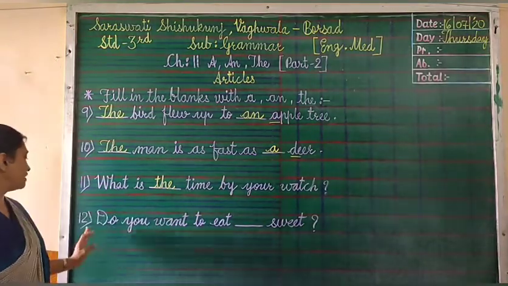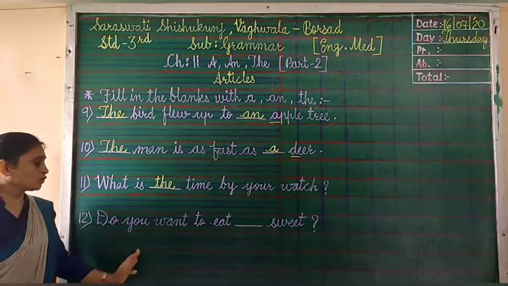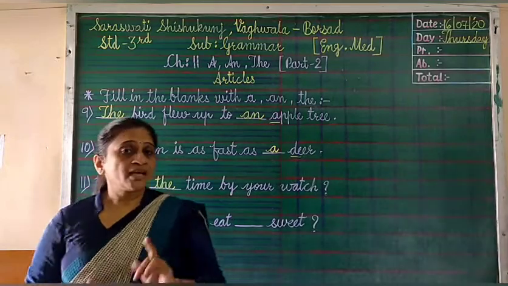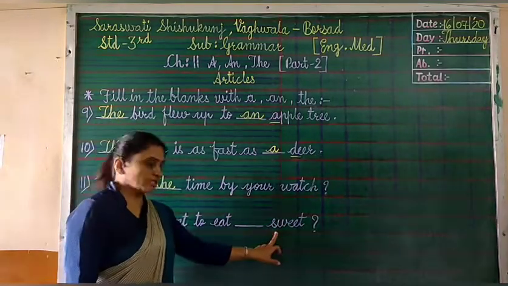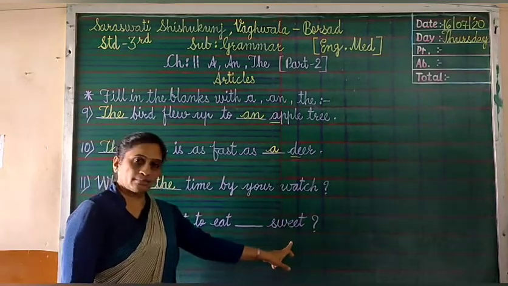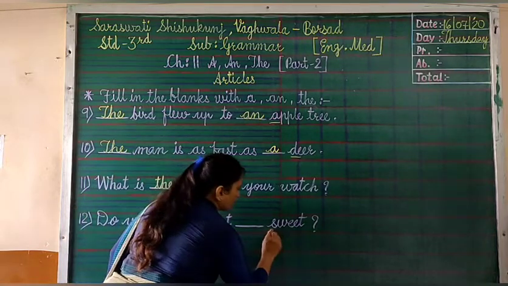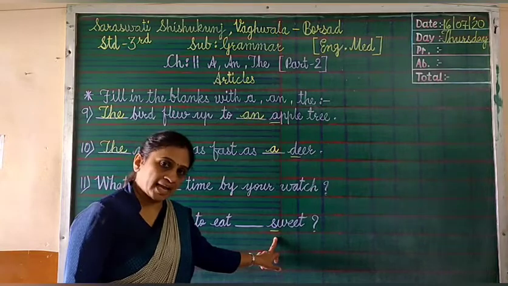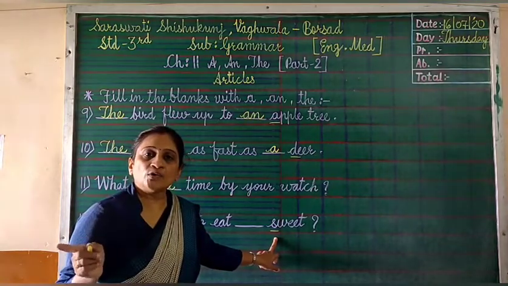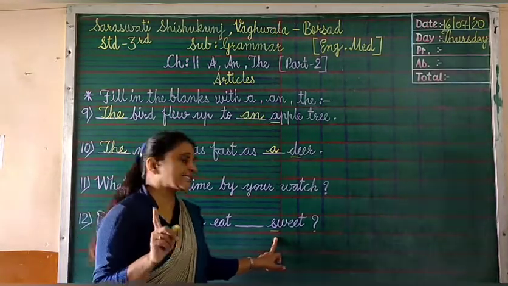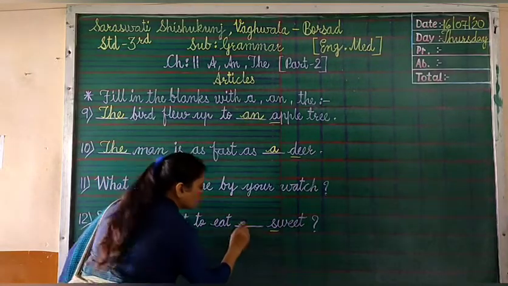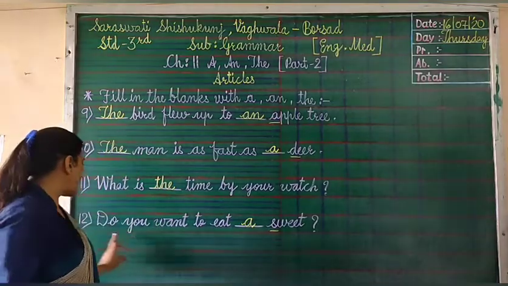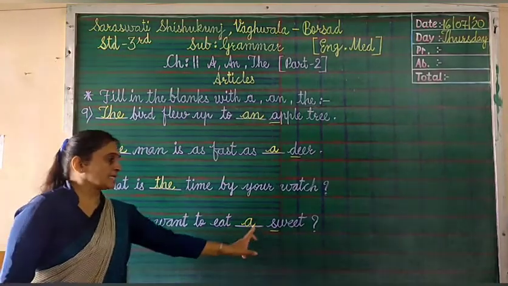Okay children, now number 12. Do you want to eat dash sweet? Here you have to see the first letter of the word next to the blank. The first letter of sweet is S. And S is not a vowel, A E I O U. Before a consonant sound word, you have to put a. Do you want to eat a sweet?